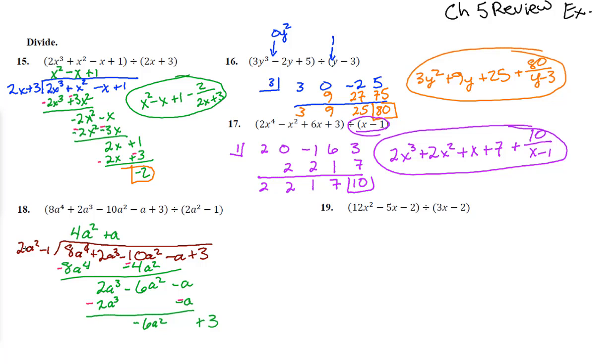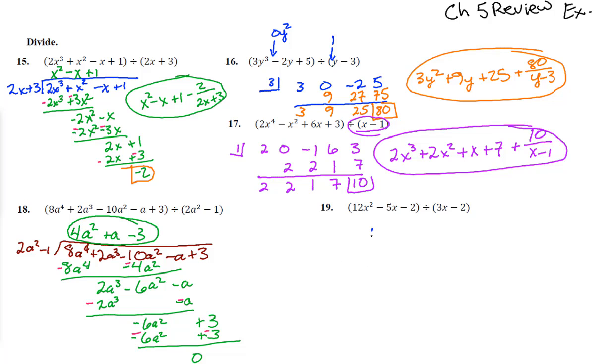So now 2a squared goes into negative 6a squared minus 3 times. Negative 3 times 2a squared is a negative 6a squared. Negative 3 times negative 1 is a positive 3. Oh, wow. When we subtract, this comes out to give us a remainder of 0. So our answer is 4a squared plus a minus 3. Excellent. All right, last problem.